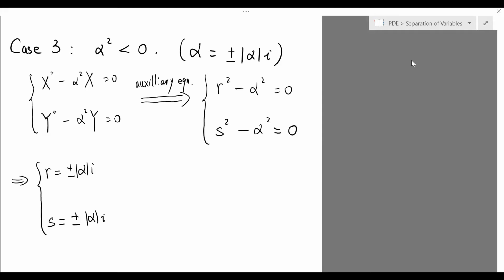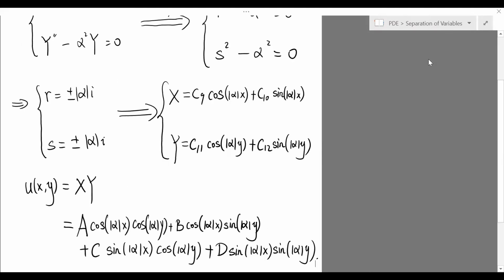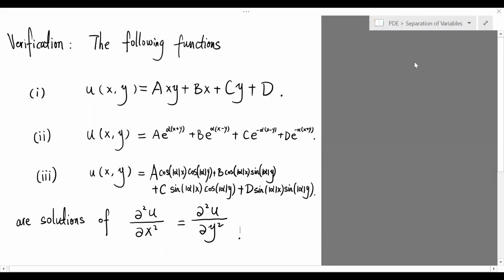Under this assumption, we could formulate the solution of capital X and Y as the combinations of these trig functions. Hence, the final solution in this case is the following sum of the product of trig functions with arbitrary coefficients. That's how we find some solutions of partial differential equations with the method of separation of variables.